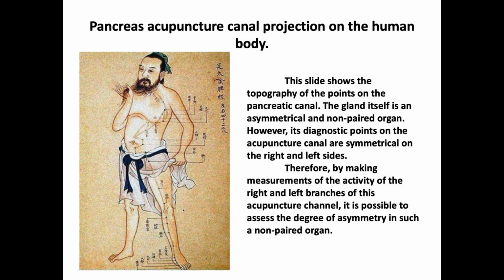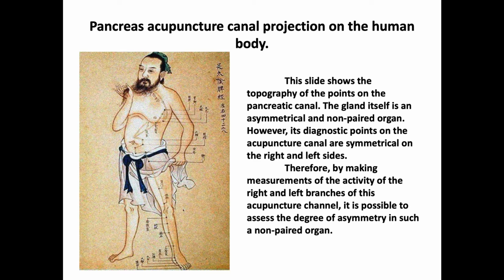From the foundations of traditional Chinese medicine, it is known that the human body also has 12 main symmetrical acupuncture channels that control the main organs and systems. This slide shows the topography of the points on the pancreatic channel. This gland itself is an asymmetrical and non-paired organ. However, its diagnostic points on the acupuncture channel are symmetrical on the right and left sides.